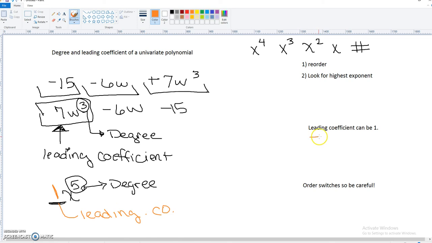which I made a note out here. The leading coefficient can be 1. And then remember, the order switches, so pay very close attention to the wording. Otherwise, that's all you need to do.